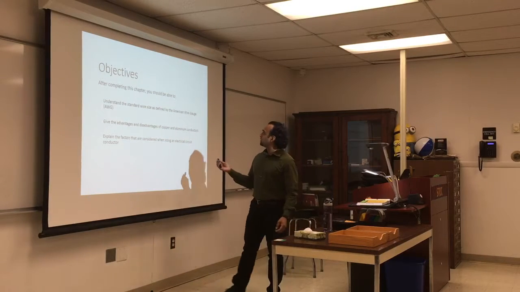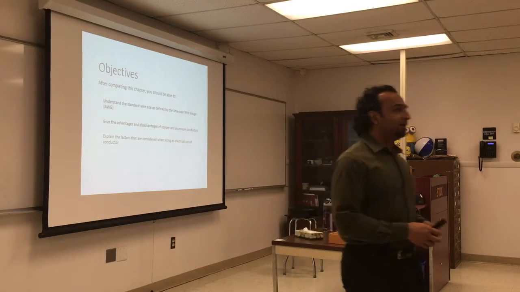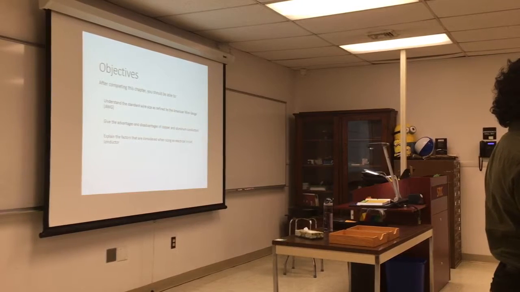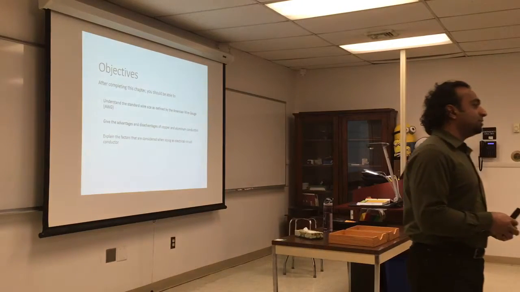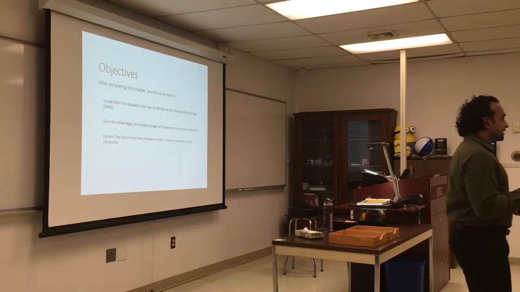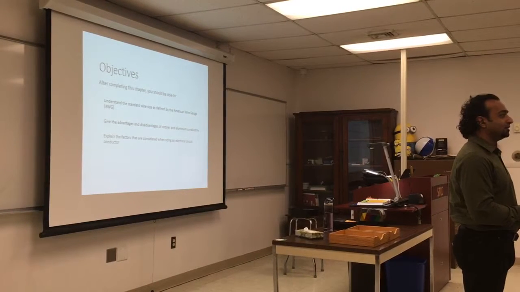What are the advantages of copper and aluminum conductors? Most wires now are made out of copper. Copper is the standard, but there was a time when aluminum was the most common wiring. Copper is the most common now, but at some point aluminum was very common. Why is that? Cheaper. It's cheaper.